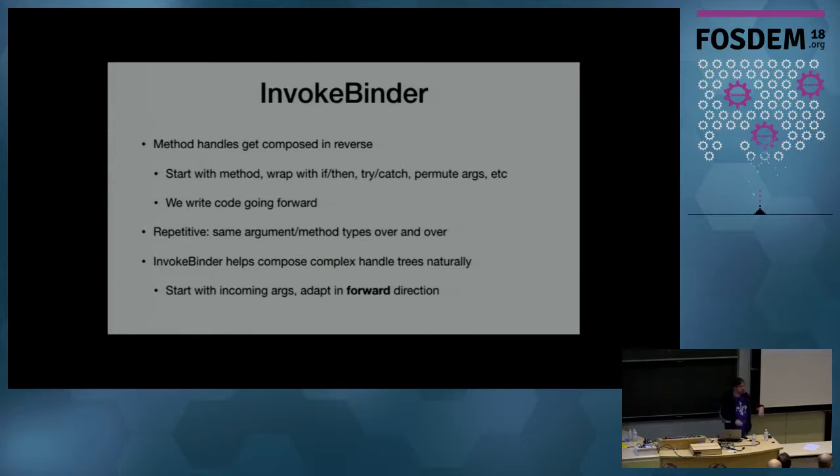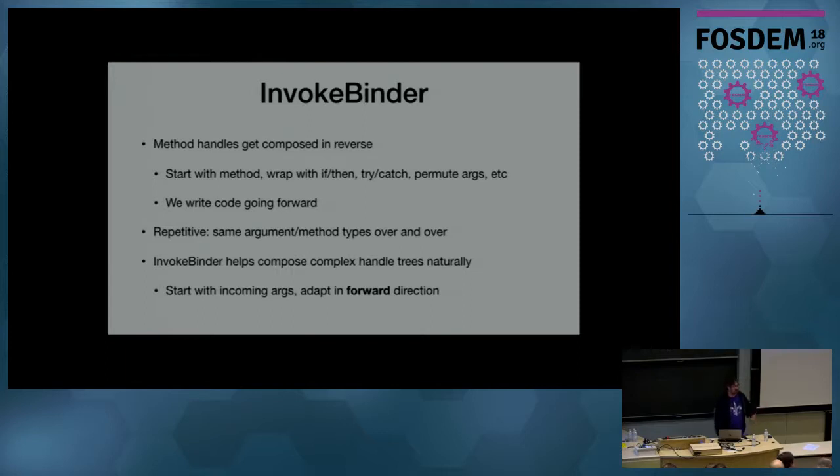rather than composing these method handles in reverse, where you have to grab a target method and then you wrap adaptations around it step by step by step, you can start at the top and say, I want to make a method handle that takes some arguments in and returns this result. First thing I want it to do is convert an argument. Second thing I want it to do is call a method. Third thing I want to do is assign to an array. So we write it going forward rather than backward, which is the way the method handle API usually makes you do it.